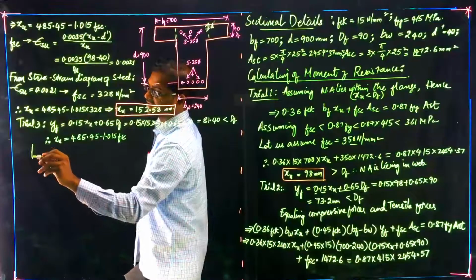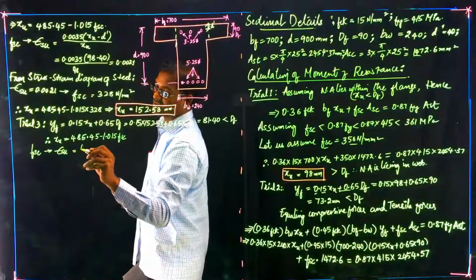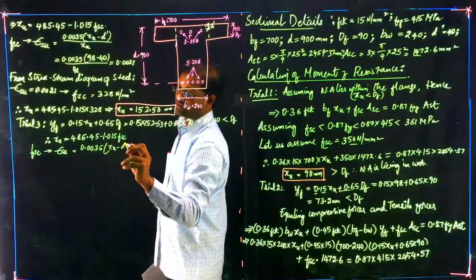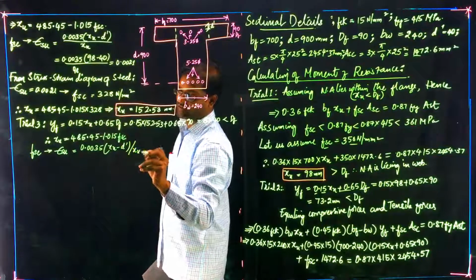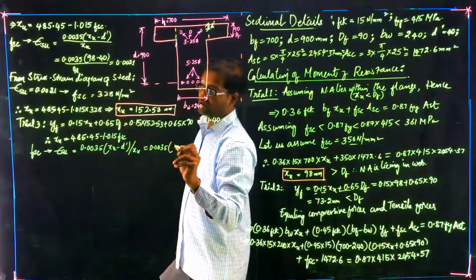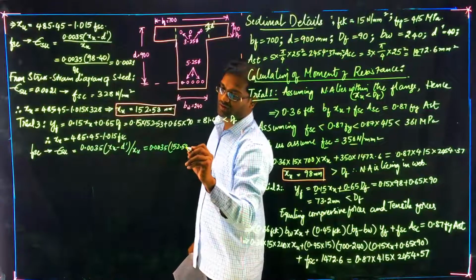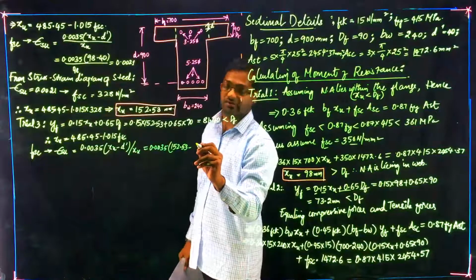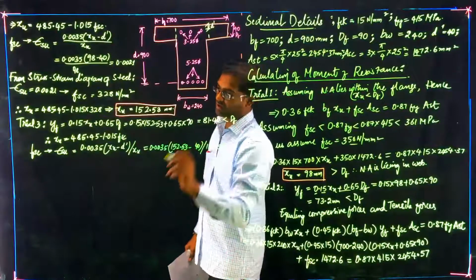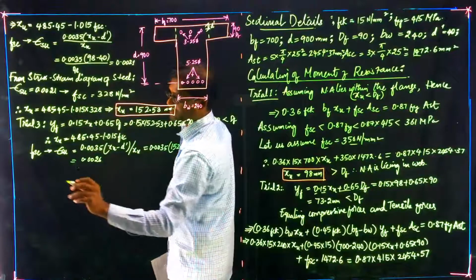Now, again we need to calculate FSC, which is dependent on epsilon SU. Epsilon SU is given by 0.0035 into XU minus D dash by XU. So this is given by 0.0035 into the previous trial XU value, 152.53 minus D dash, which is 40, divided by 152.53. Now this value you will get as 0.0026.